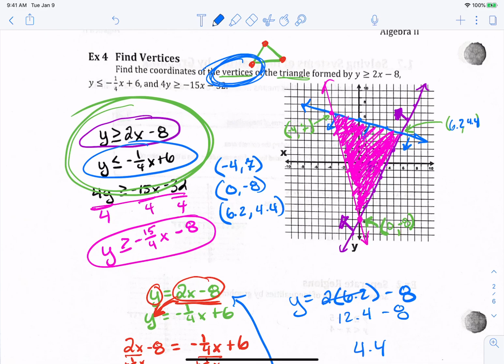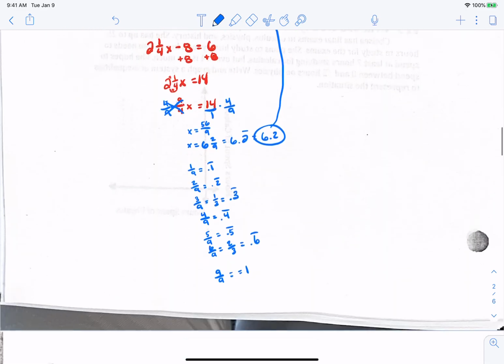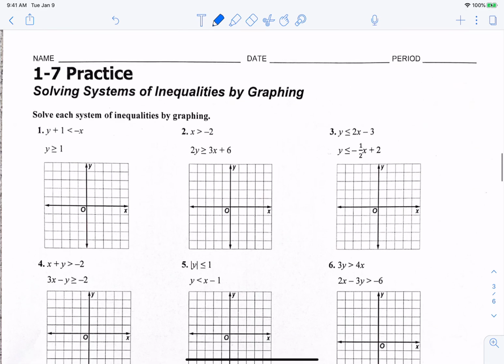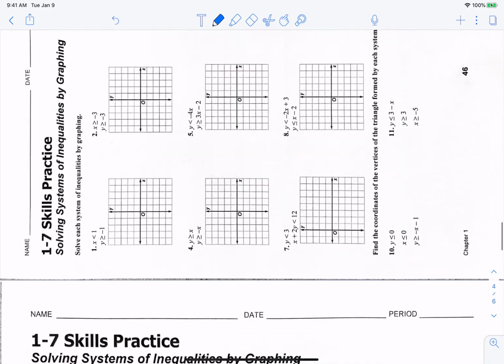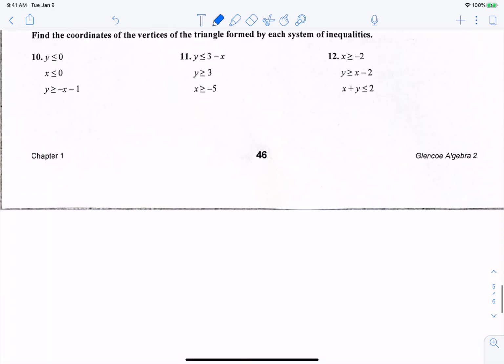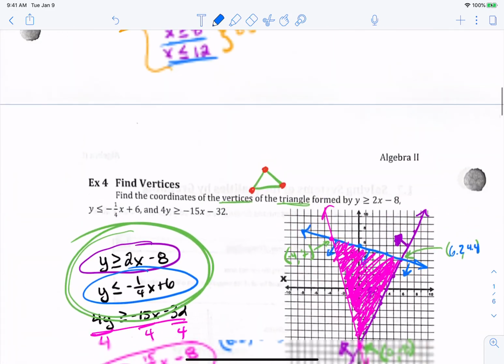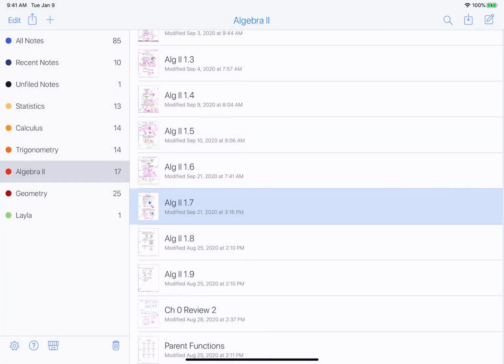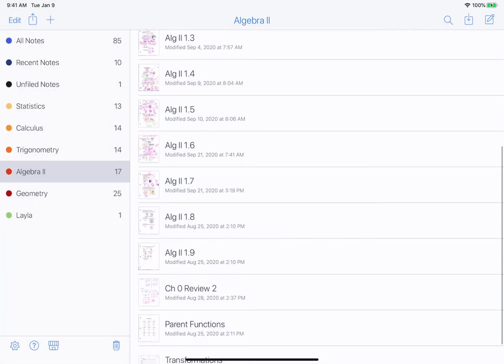Good? Okay. So I have a homework assignment for you, and it looks something like this. This is skills practice. You may or may not cry, it's fine. I'll tell you which ones I want you to do.